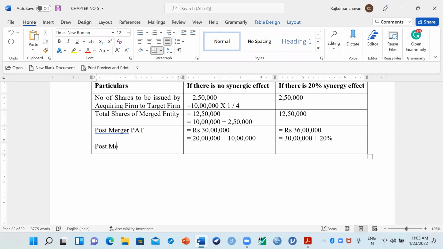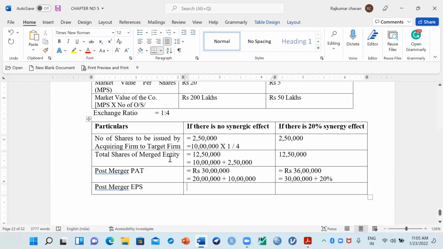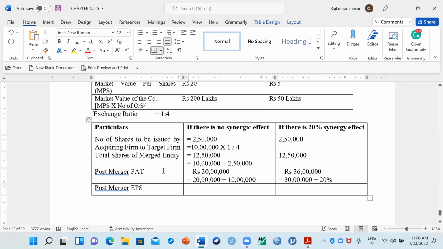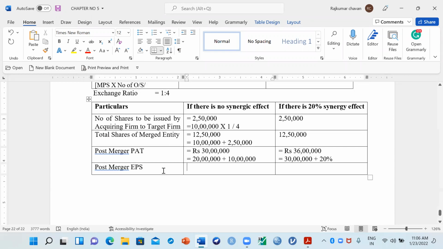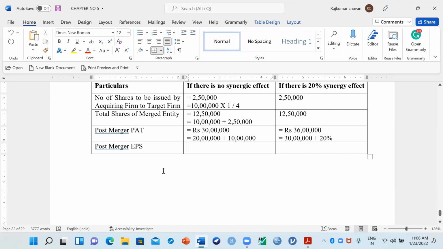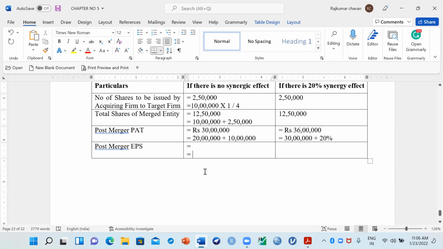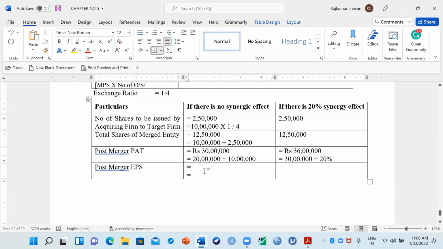So now let us calculate the post merger EPS also. We have the post merger PAT. If there is no synergistic effect, what is the post merger EPS? And what is the total merged entity? We also have the total number of shares after merging. So based on this information, can I calculate the post merger EPS or not? Now, when there is no synergistic effect, what is the EPS of this company? How do we calculate? What is the EPS if there is no synergistic effect? Then what will be my post-merger EPS?